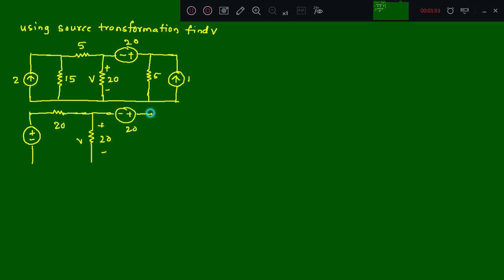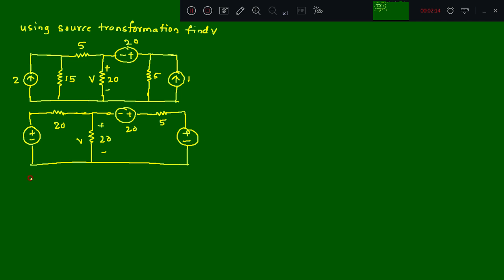See here, one current source again in parallel with the 5 ohm. This can be rewritten like this. The 5 ohm in parallel can be written in series, and a voltage source will be in series. So plus and minus, because the upper side is the direction. Now our task is to find what is this V here as well as V here.